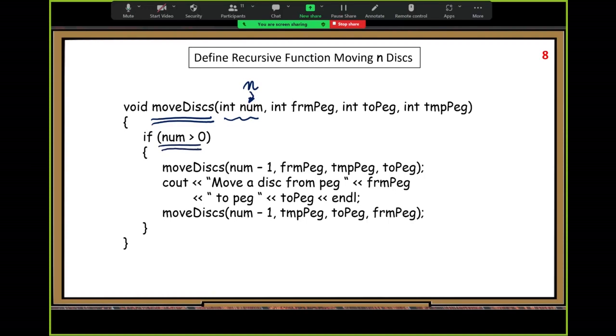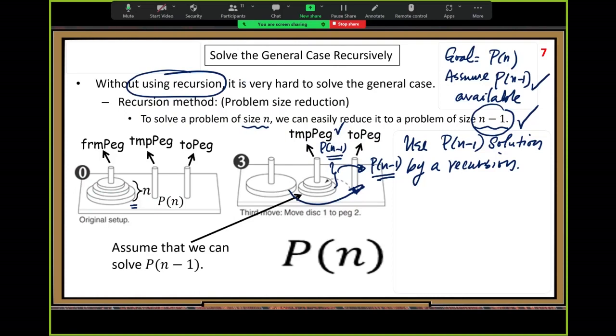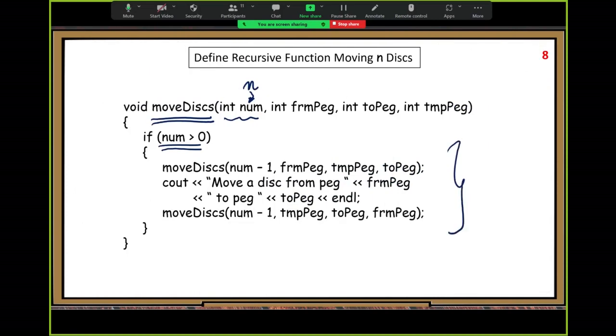First, we assume the number of disks is a positive integer. Then in the main body implementation, there are only 3 statements. The first one, we call this function recursively for n-1, the problem size n-1. But the order of the 3 pegs should be changed slightly.